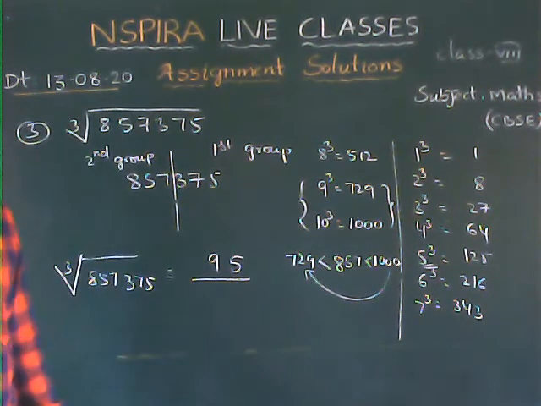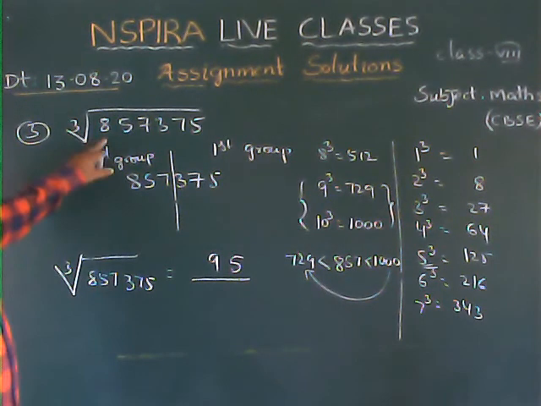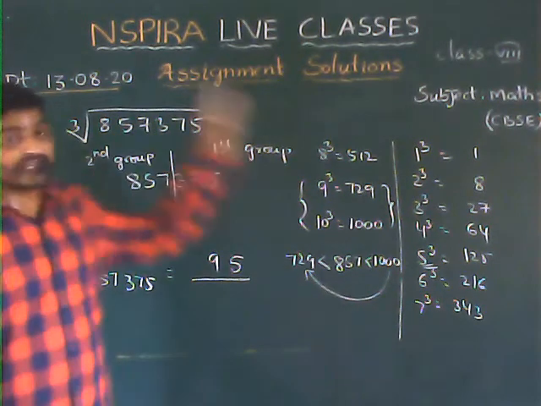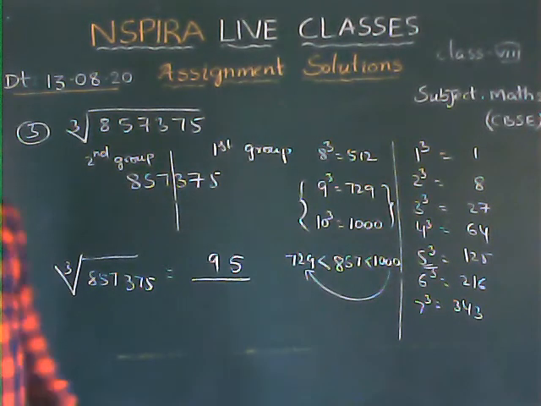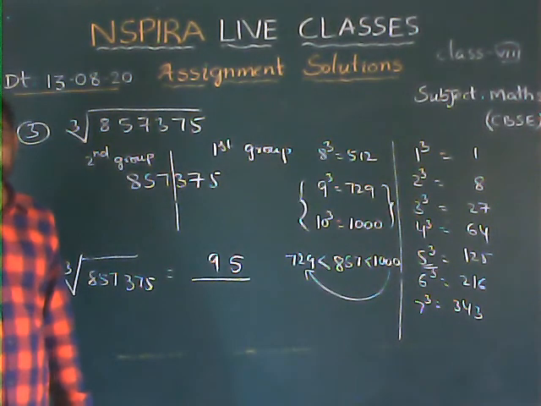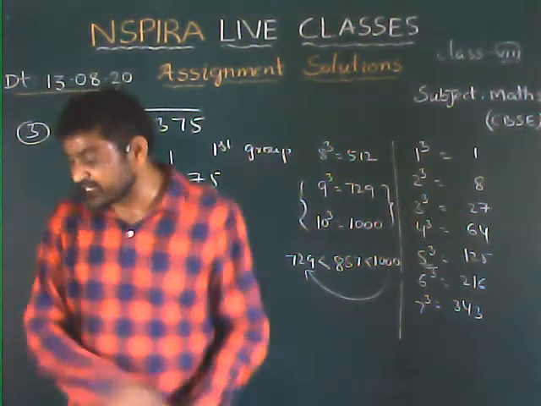You can verify: 95 into 95 into 95, you will get 857375. That means the cube root of 857375 is equal to 95 only. Okay, I hope you understand. So that is the fourth one.